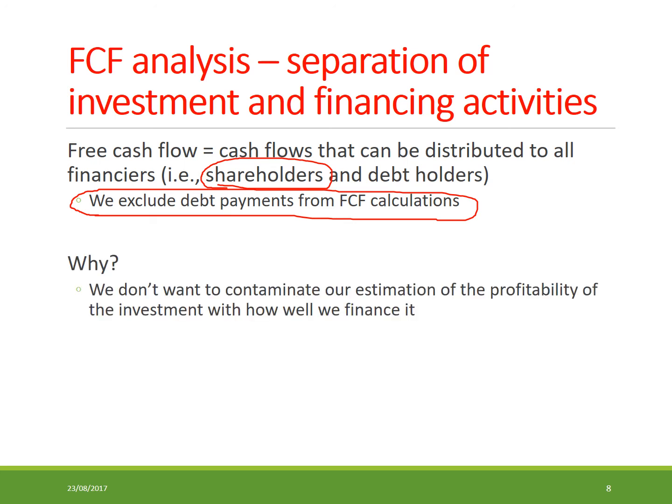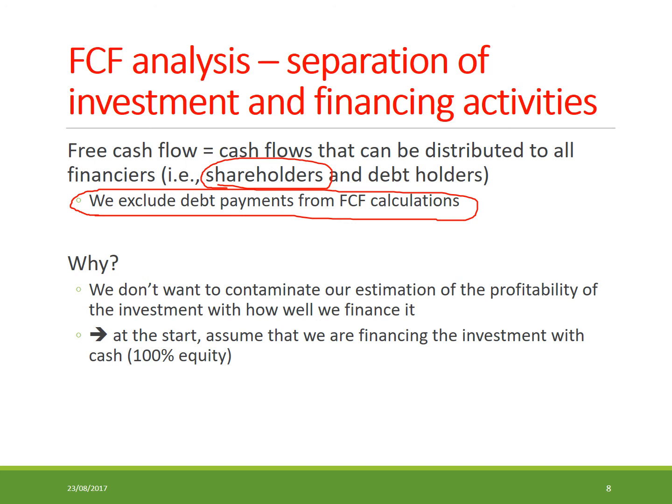So the reason here is we want to work out the cash flows generated by the investment decision itself. So we don't want to contaminate our estimation of the profitability of the project with how we finance it. If the project is financed more by debt, of course the cash flows distributed to shareholders will be less after we deduct debt payments. But that deduction is not because of the investment decision, it's because of the financing decision. And we want to distinguish these two decisions.